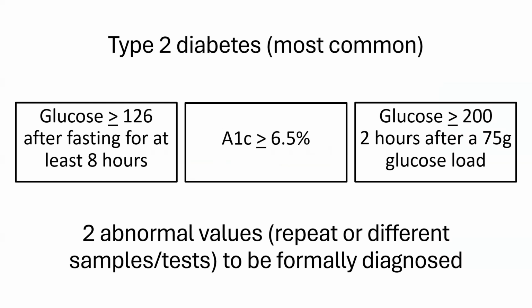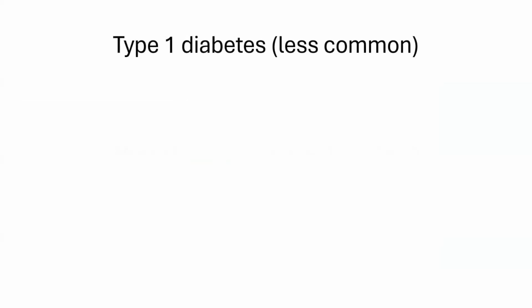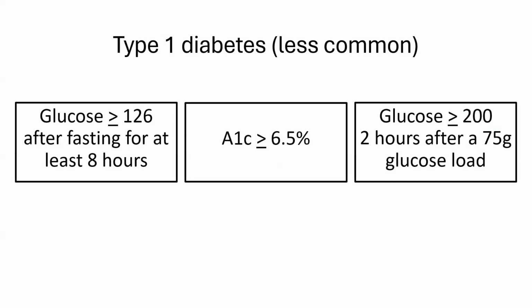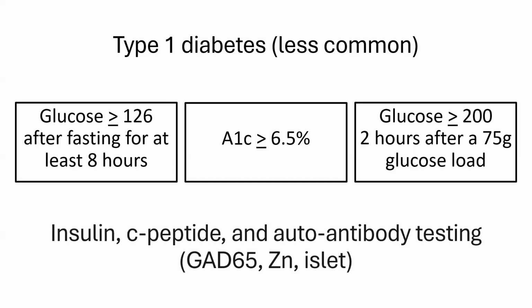And if you have at least two abnormal values, whether it's the same test or multiple tests, that diagnoses someone with diabetes. To diagnose someone with type 1 diabetes, we use the same glucose parameters, but we also have to consider their epidemiological factors. We also would want to consider if they have other aspects of autoimmune dysfunction that we may be able to pick up. More specifically, we may see that they have low insulin levels, low C-peptide levels, and may have positive autoantibody tests for GAD65, zinc, and islet antibodies.